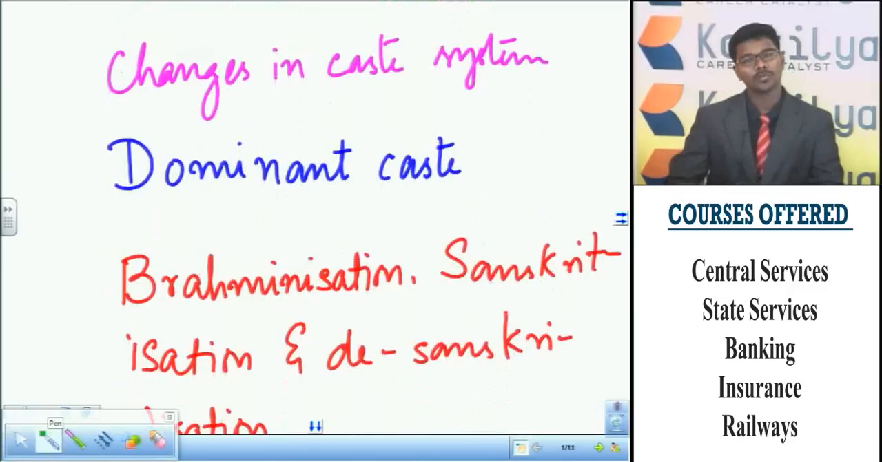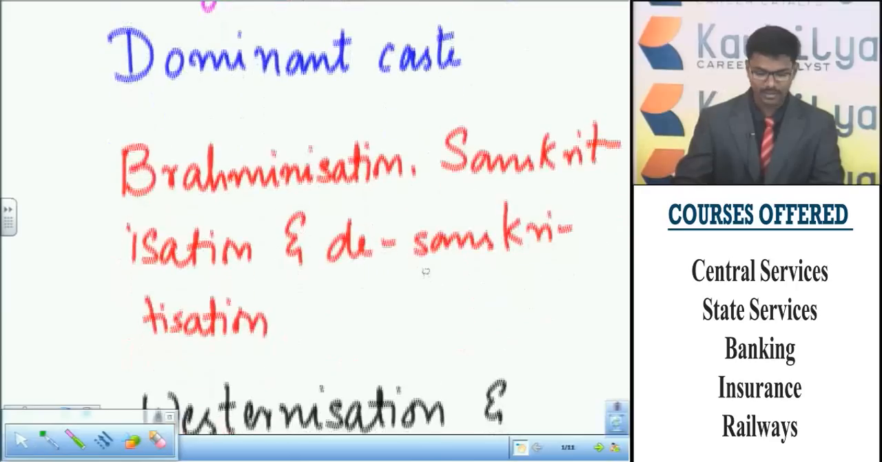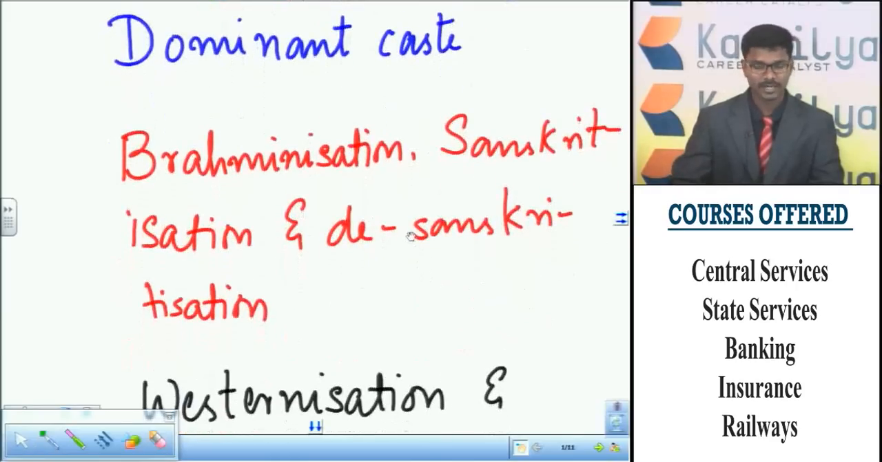Then I am going to talk about the changes in the caste system and the dominant caste in society. As you all know, the caste system is an ancient concept. It is not in existence today as it was in the ancient setup. Right now the caste system is something different when we compare it with the caste system in ancient India or even in medieval India. Next I will talk about the dominant caste, which I will explain to you.